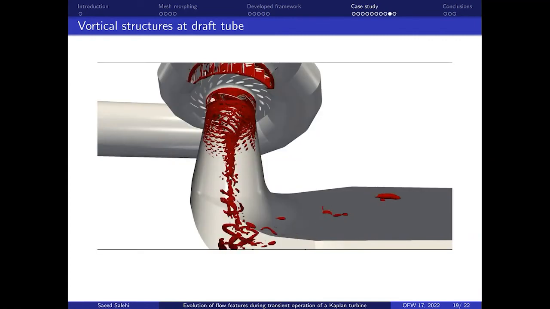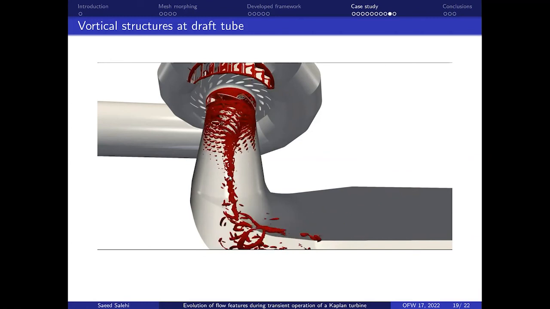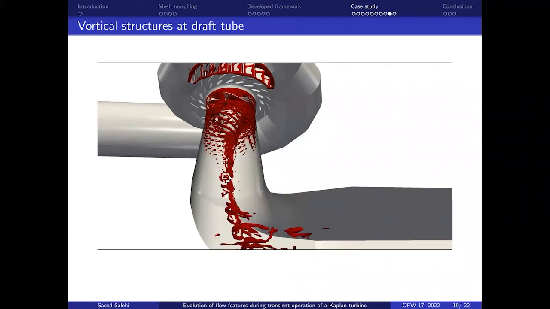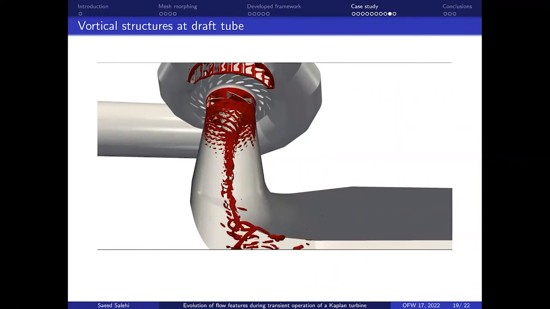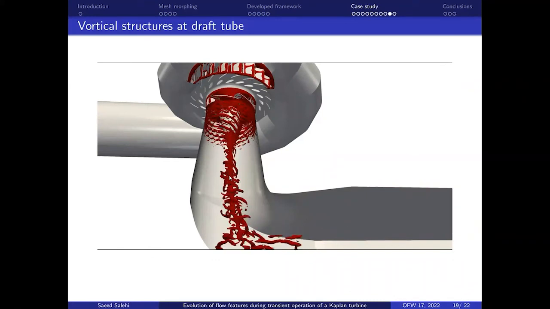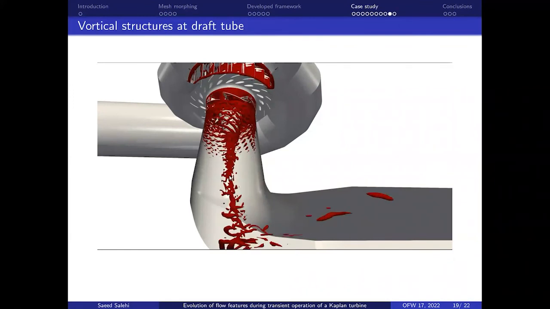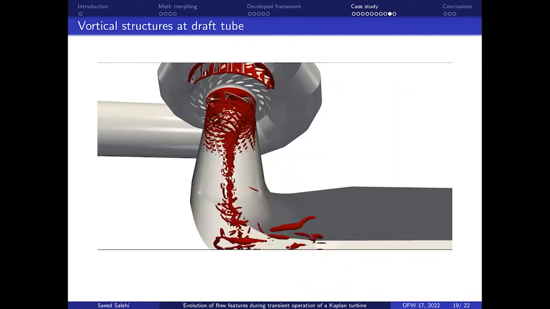But one thing that was kind of strange or interesting for us, we don't see a clear evidence of a precessing vortex stroke. So there is no vortex stroke that is rotating around its center. There might be a few reasons for this. One is that we have double regulation in the Kaplan turbine. So it is possible that because of regulating the runner blade, the rotating vortex stroke is avoided here.